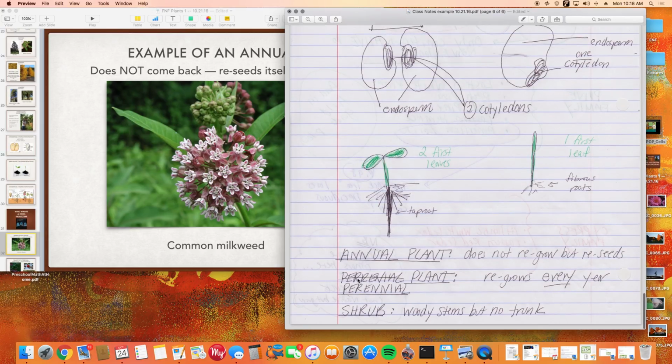I have a terrible time with double letters, okay? So I spelled perennial with two R's instead of two N's. If you make a mistake and you're writing in pen in a science notebook, don't block it out. Just put one line through it. That's the way you do a correction.